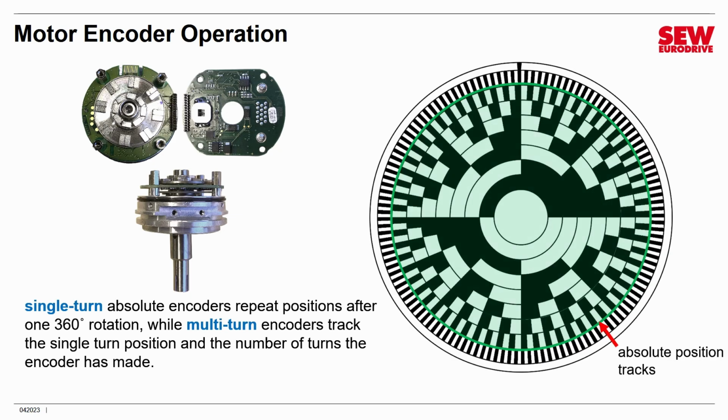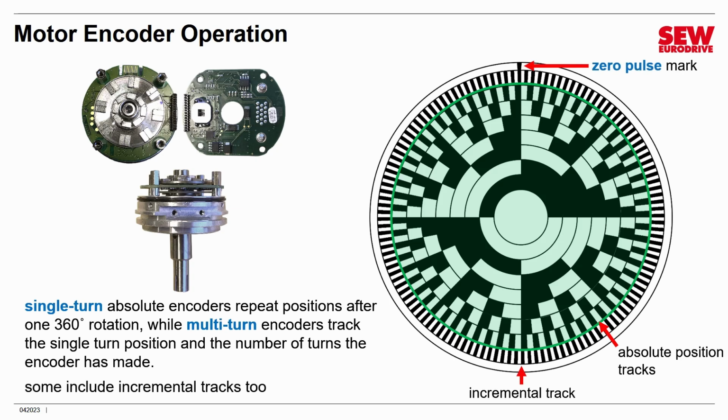This is what an absolute encoder's disk looks like. They too use interrupter disks, but you can see they're a lot more complex. The absolute position tracks are actually binary numbers encoded on the disk, and as they turn, a series of sensors can pick out the light and dark patches and turn those into numbers.